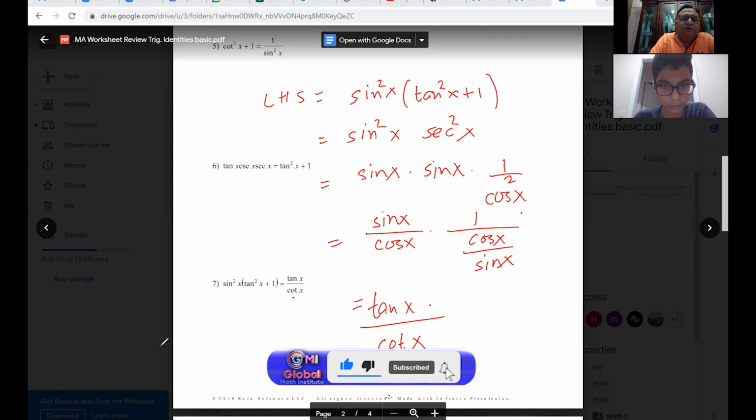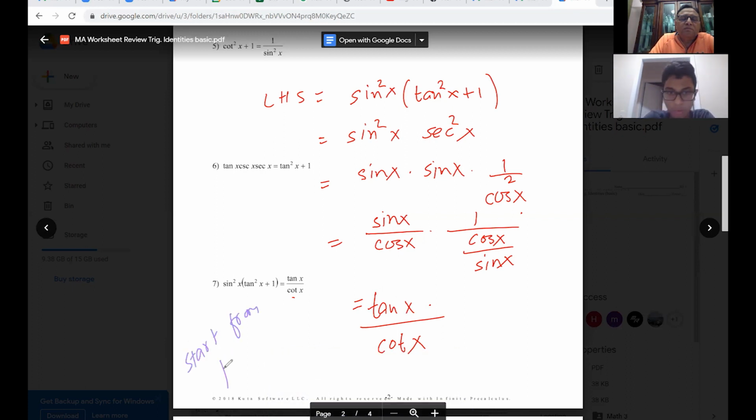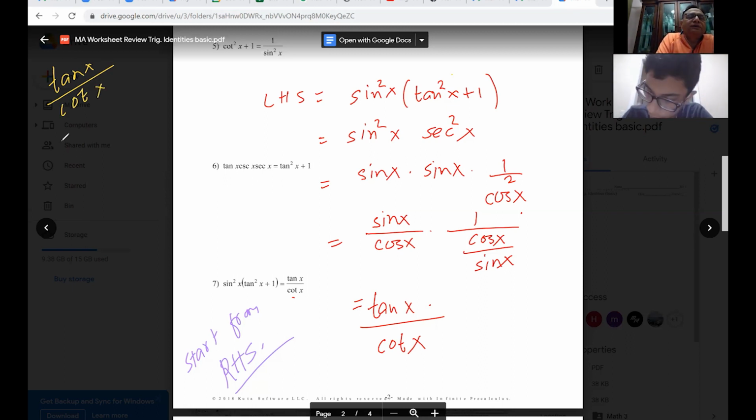So I'll recommend you to start from the right hand side. If we did start from the right hand side, how would we go about it? Would we just simplify the tan x? Yes, so let's do it. No problem. So tan x over cotangent x, right? Tan is sine x over cos x, and cotangent is cos x over sine x. Is that clear? Write it like this very easily.